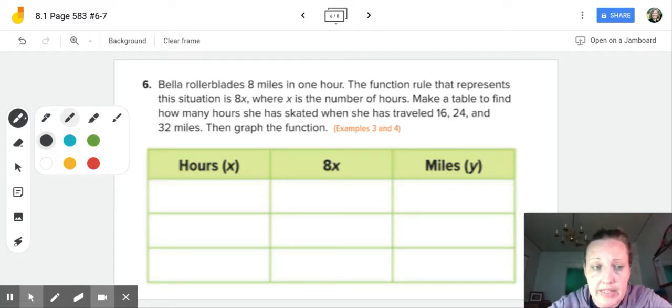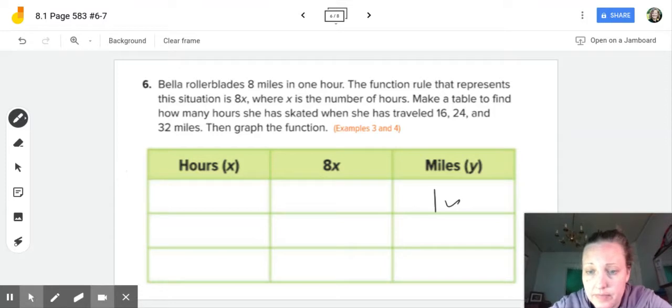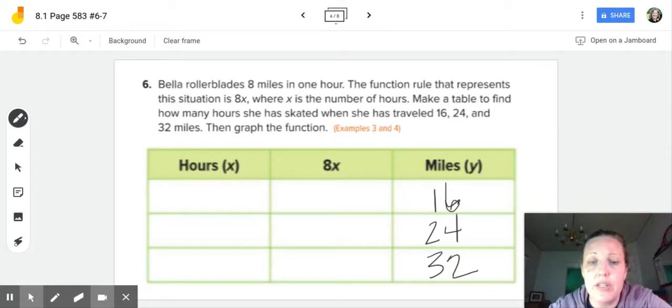So in my table, the miles that I'm given are 16, okay, and 24 and 32, okay. So working backwards, 8 miles every 1 hour is a multiplication, right? We're going to undo multiplication with division. So instead of taking 8 times x, we're going to take our y and divide it by 8.